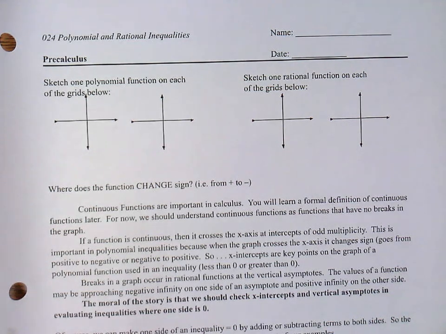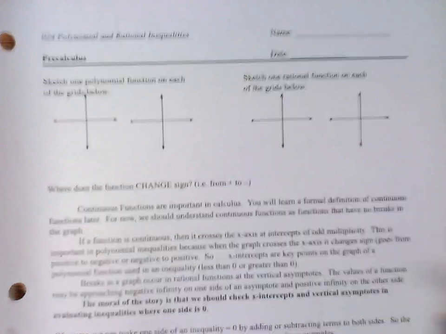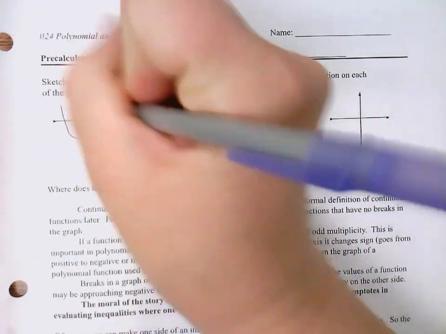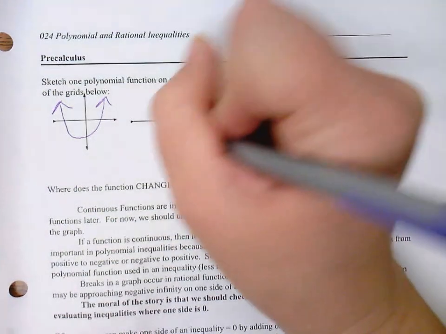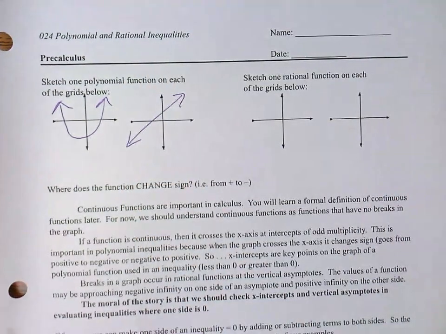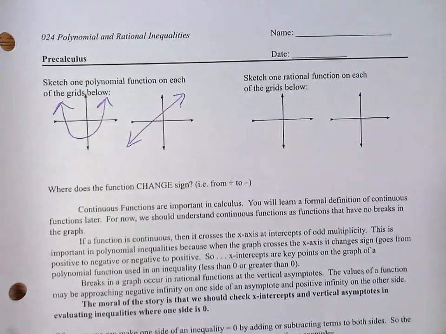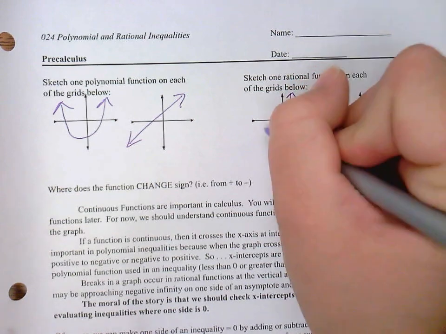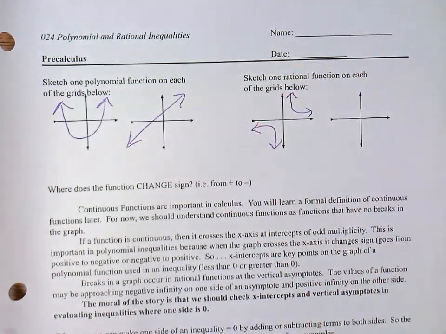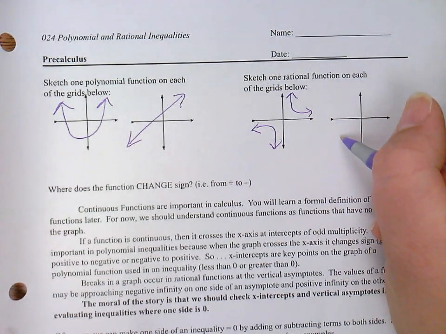So all a polynomial or rational inequality is, is it's asking you where is the graph above or below the x-axis. So if I was going to sketch a random polynomial function, how would I graph a quadratic function and maybe a linear function? Those are both polynomials. And how about I graph a couple rational functions? So one rational function we've been looking at kind of looks like this, right? Another rational function, if it had maybe a slant asymptote, I don't want to do a slant asymptote.